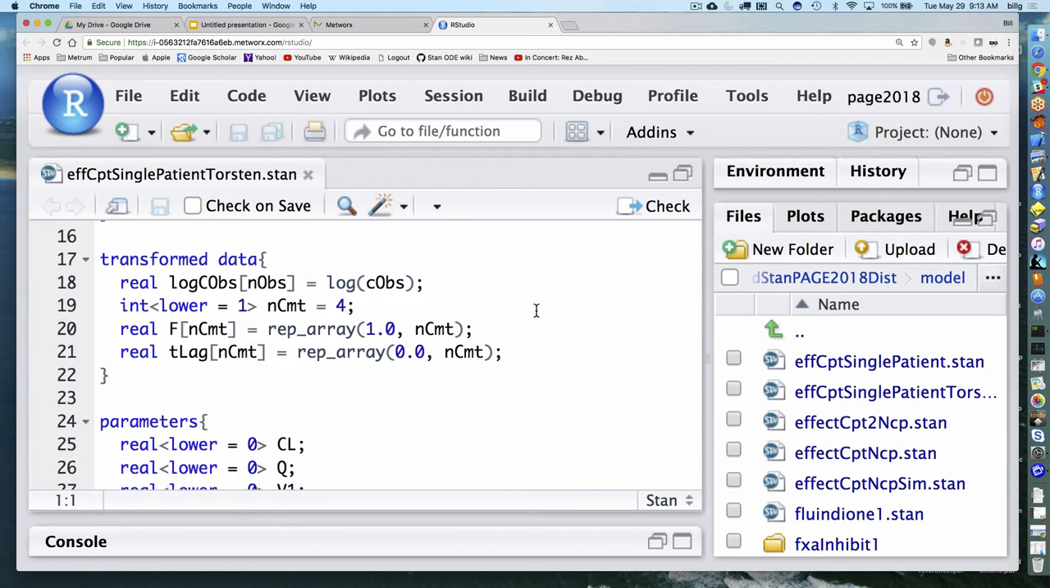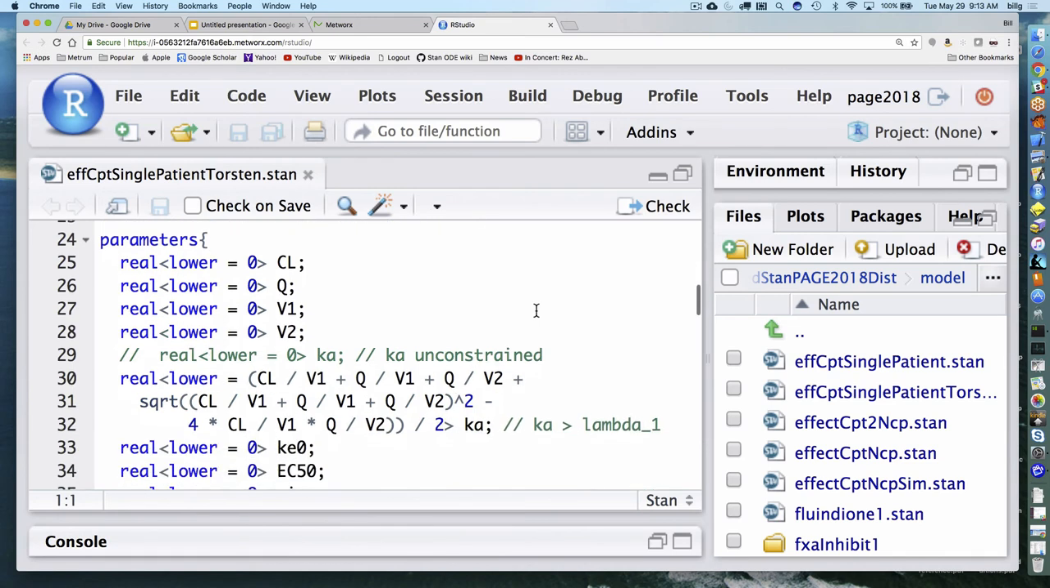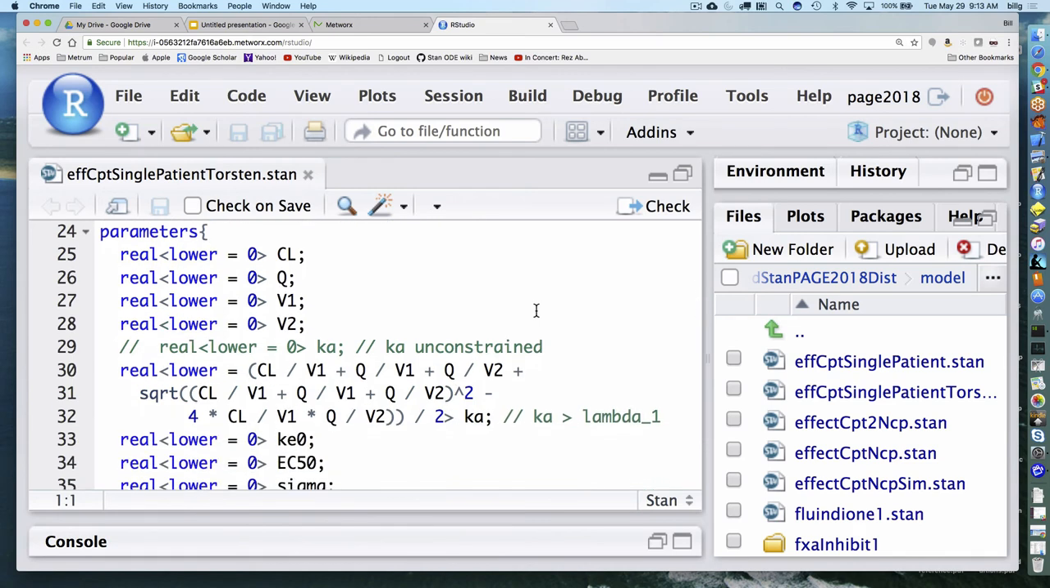I did log normal on the concentration, so we're taking a log transformation here. Got four compartments, and again, I'm not going to try to estimate F and T lag, so I'm just going to fix those to ones and zeros. The first part of this is more or less identical. I did a little trick here that just illustrates how you can do some interesting transformations using the boundary conditions that you put on these things in this line.